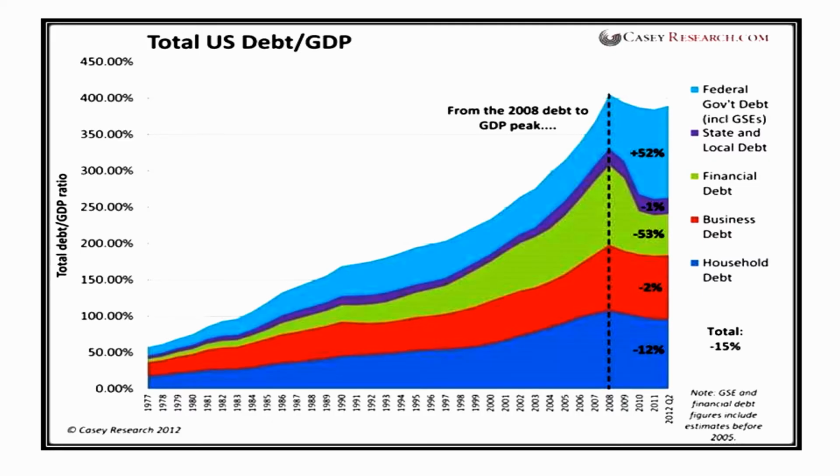This chart shows U.S. debt to GDP from 1977 to 2012 and how the federal debt has grown and other sectors have improved their ratios. Financial debt, business debt, and household debt have all been reduced while government debt continues to climb.